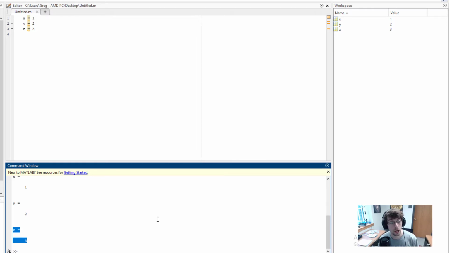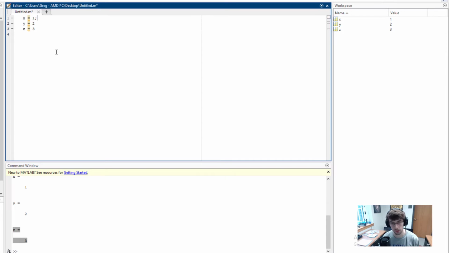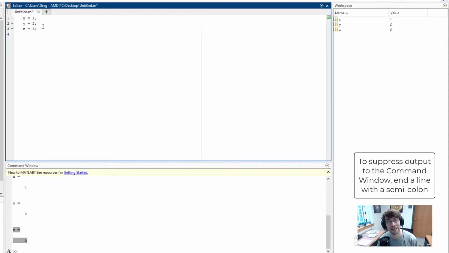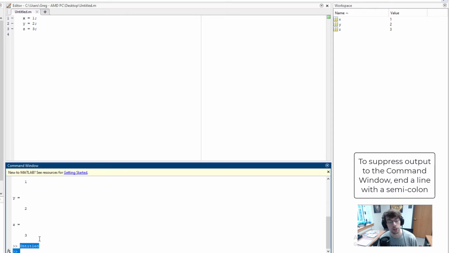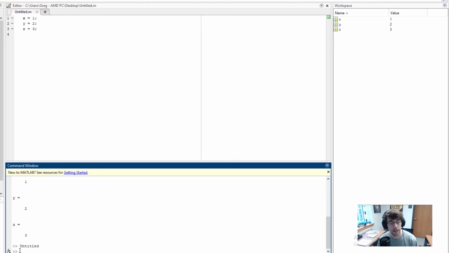What I would like to do is use this for plotting purposes. If you say, well, I don't want you to actually spit the commands out in the command window, I just want you to execute and be done, you can put semicolons behind each line. Then when you run, it will say in the command window, I ran your script, which mine is called untitled, and I have finished running it. So it doesn't give you all that feedback.